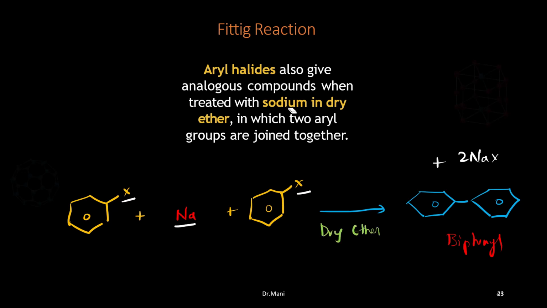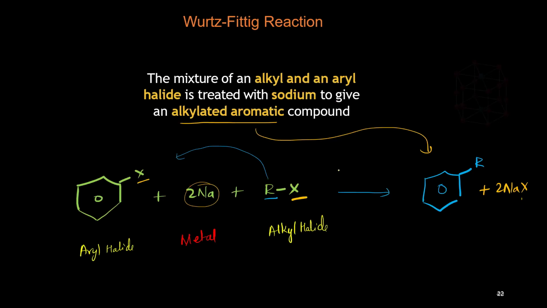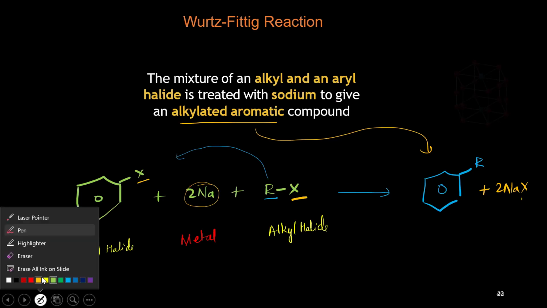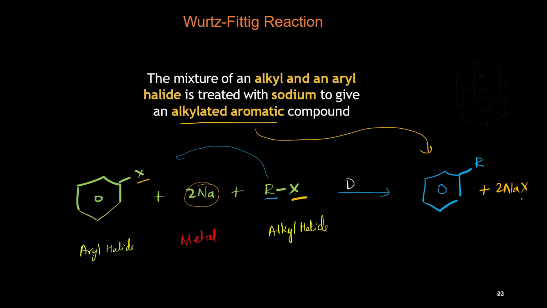See here. So aryl halides, you are taking two aryl halides and react with, see, both should be analogous compounds. Okay. So when they are treated with sodium in dry ether, the two aryl groups will join together and form the biphenyl and sodium halide. Okay. Clear? Any doubts? Here also, I forgot to tell, here also it's a dry ether. Okay, in presence of dry ether, it happens.